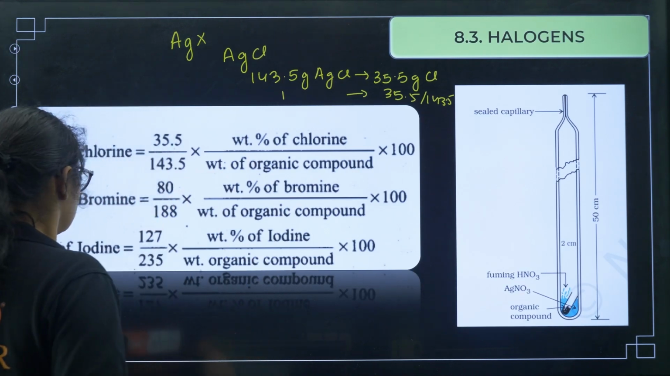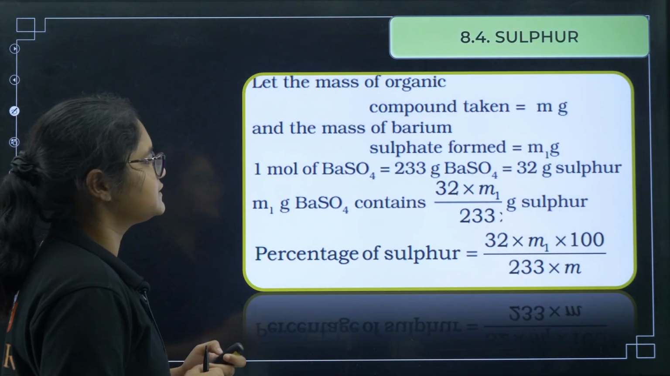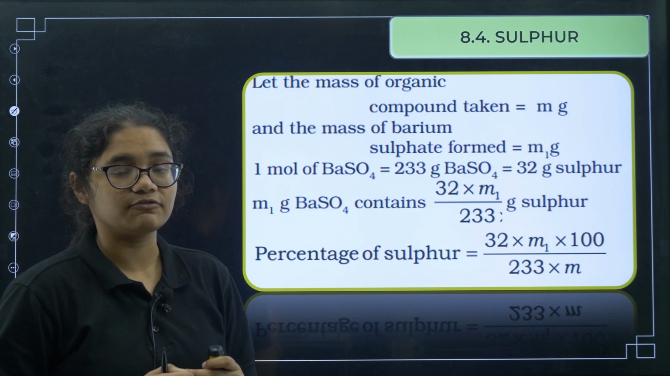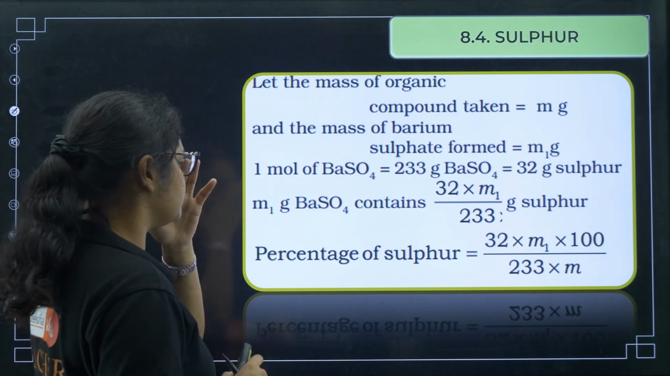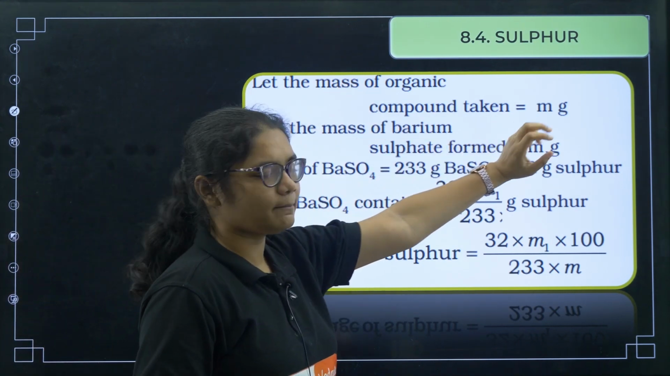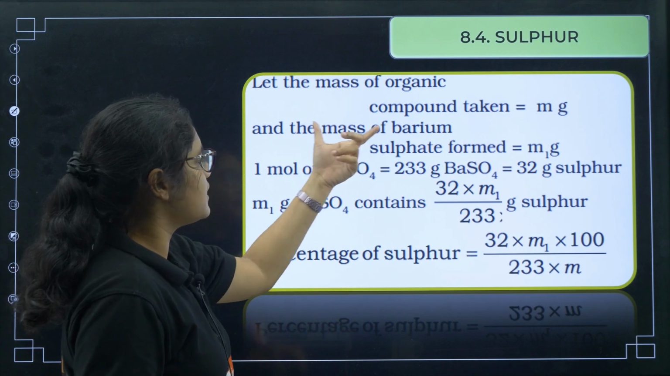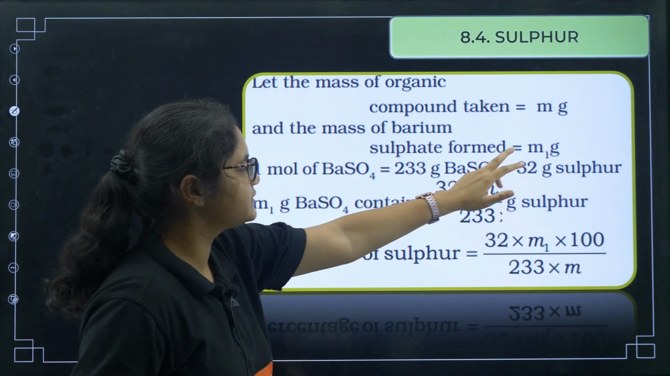Next is sulfur. For sulfur it is in terms of barium sulfate. Let the mass of the organic compound taken be m gram, and the mass of barium sulfate formed be m1 gram.